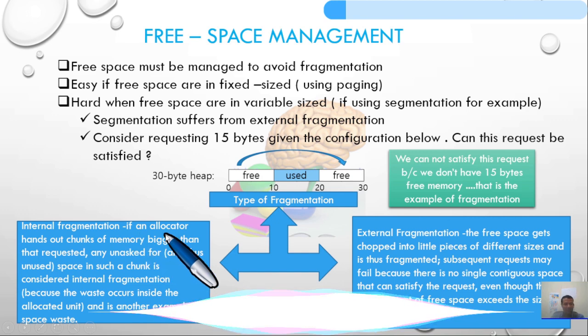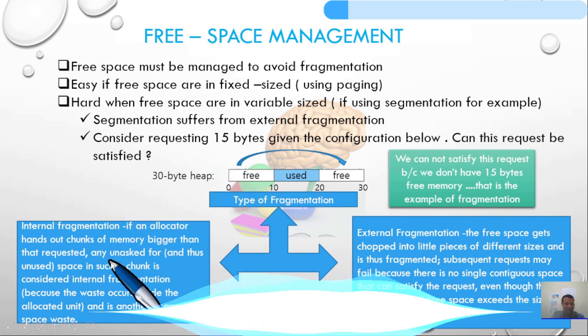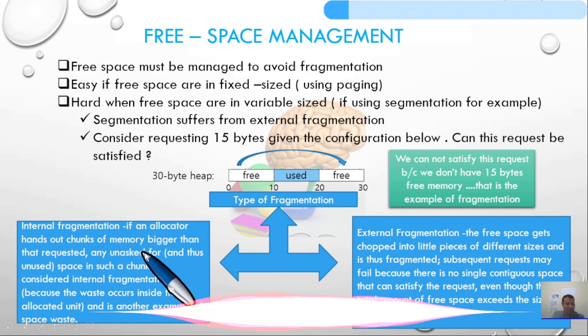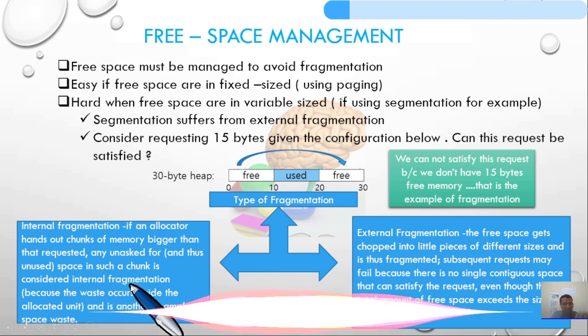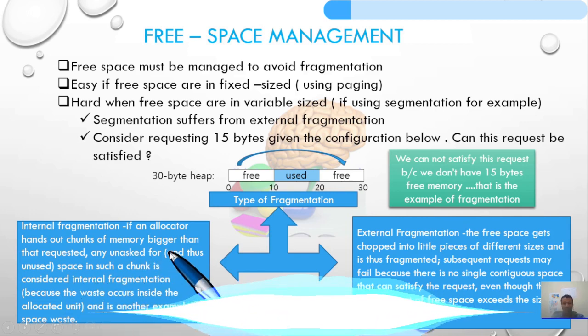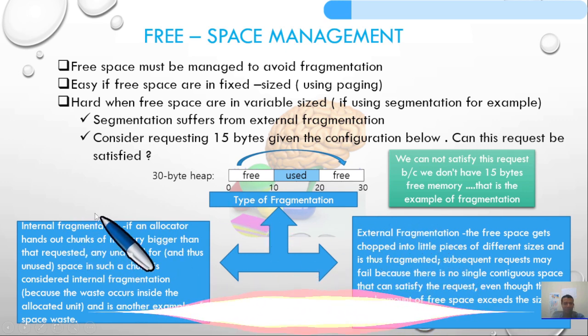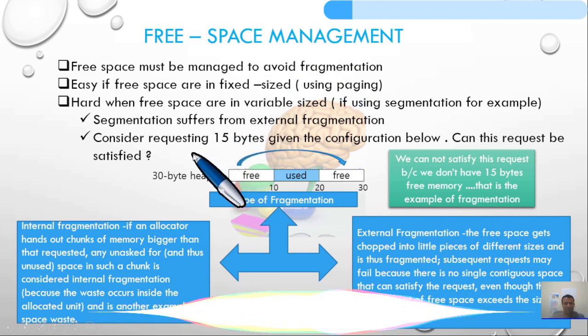Internal fragmentation happens if an allocator hands out a chunk of memory bigger than requested. For example, if you request 15 bytes and the allocator gives you 20 bytes, then that will be internal fragmentation. The unused space in such a chunk is considered internal fragmentation because the waste occurs inside the allocated unit, and it is another example of space waste. So we have external fragmentation and internal fragmentation. In our space management we have this problem.